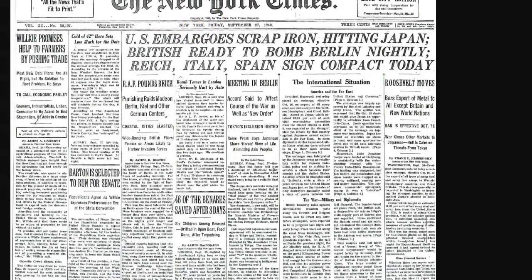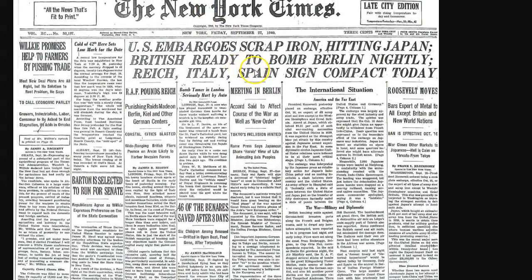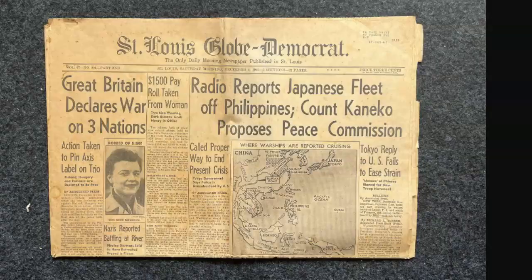Okay, so this is the New York Times. U.S. embargoes scrap iron hitting Japan. In the meantime, British are fighting Berlin. Italy and Spain were signing a treaty, etc., right? So here you got the U.S. embargoing Japan for iron, September of 1940. December 7th, 1941 is Pearl Harbor. So this is more than a year before.